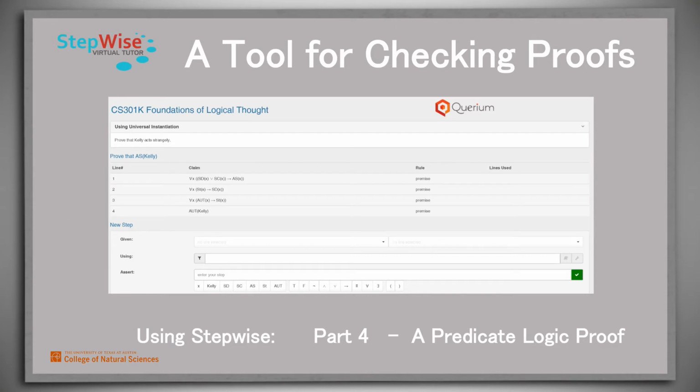StepWise is a tool that allows you to write proofs and have them checked at each step to make sure that they're correct. Let's use it to construct a predicate logic proof.